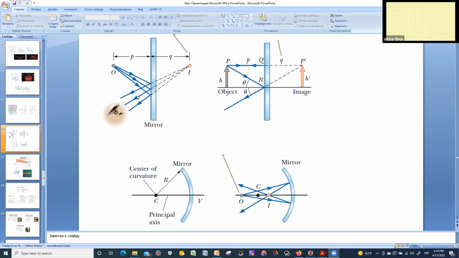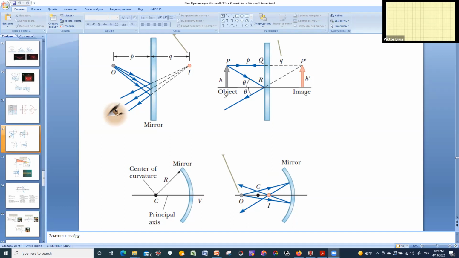That's how we see, that's our perception of this image: that it's located somewhere behind the plane of this flat mirror. And this distance from the flat mirror to the image position is given by q. So for a flat mirror, these distances are equal. The distance between the point object in front of the mirror should be equal to the distance from the flat mirror to the image position.